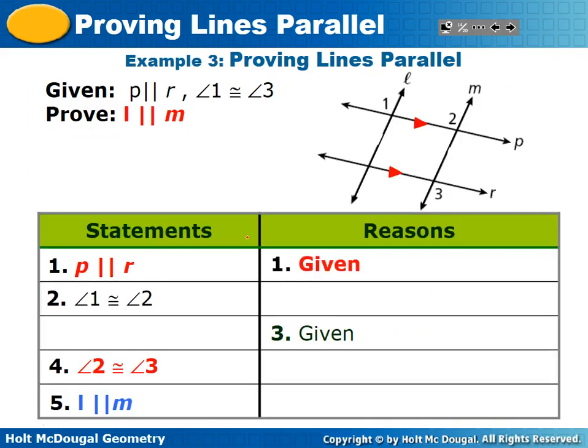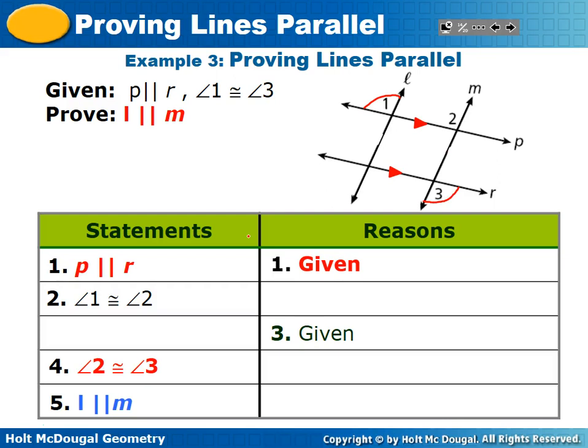Okay, let's look at this one. On your drawing, it already has marks on L and M, and that's not right because that's what we're actually trying to prove. So go ahead and put some arrows on P and R, which shows that P and R are parallel, and then we have that angle 1 is congruent with angle 3. I'm going to mark that on my drawing as well. Notice in step 1, I've already got it up there.